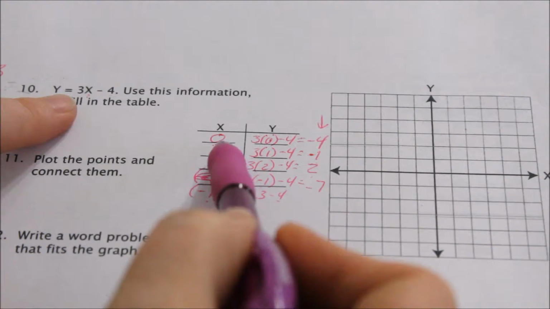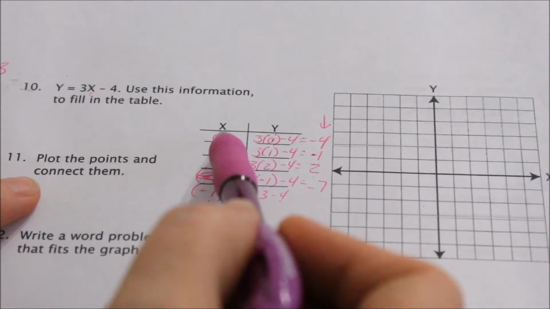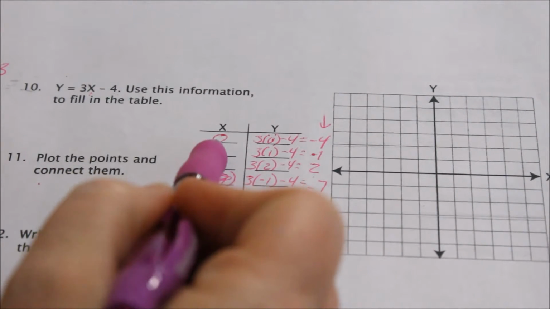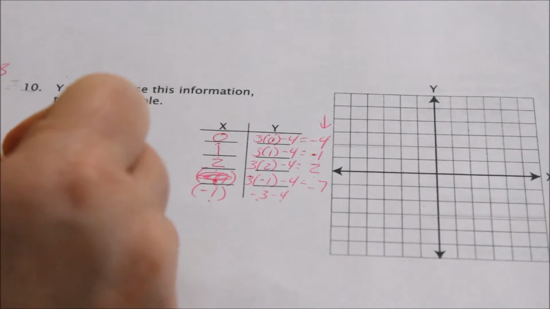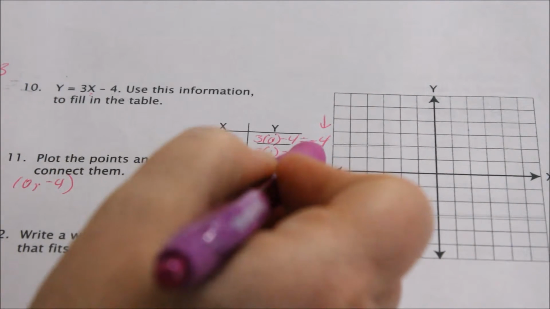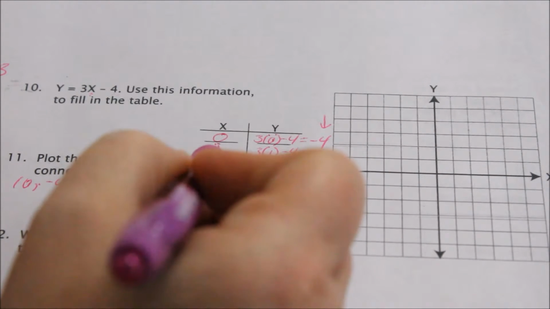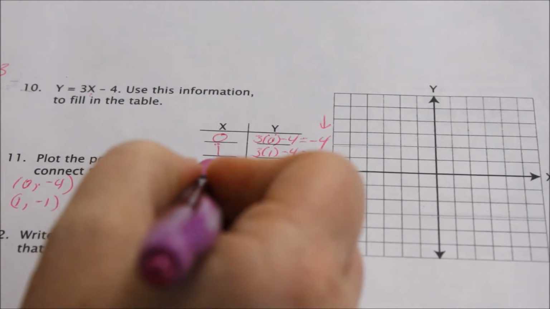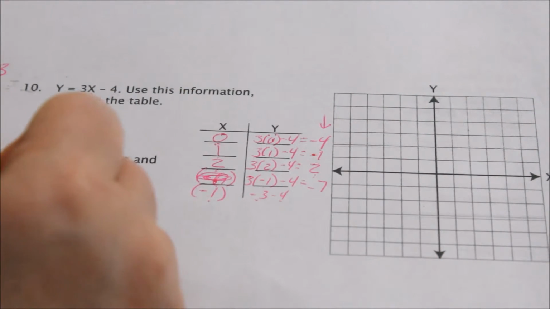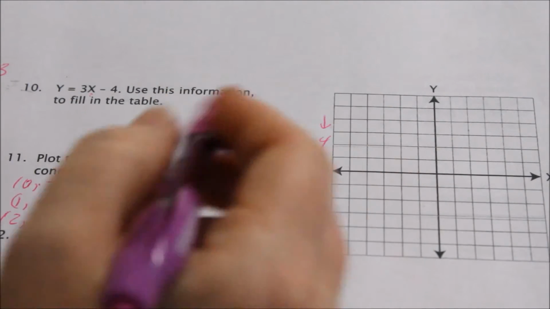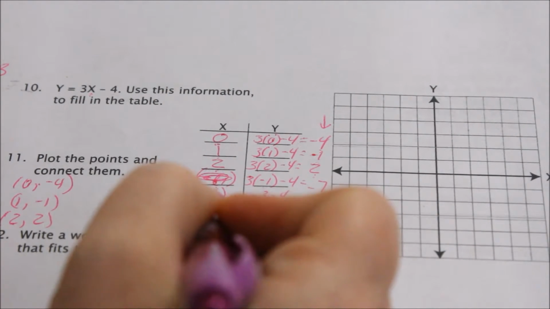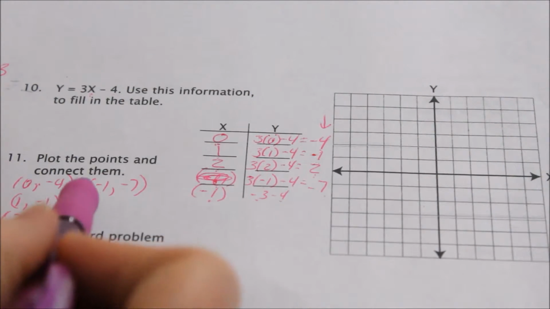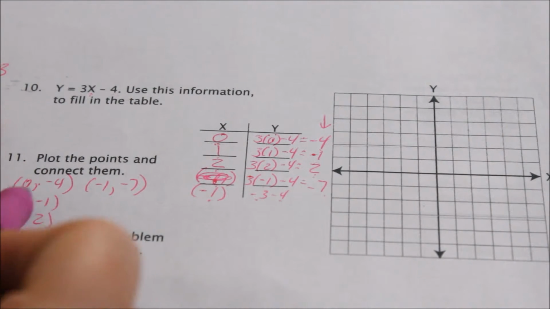So basically what I have done is I've created these coordinates. I'm going to rewrite them right over here, under here. I've created the coordinates of 0, negative 4. That's my xy coordinate. Then my next one was 1, negative 1. Then my next one was 2, 2. Remember I write my x first, then y. Then this one was negative 1, negative 7. Now I've got a set of coordinates and I'm going to go plot them.